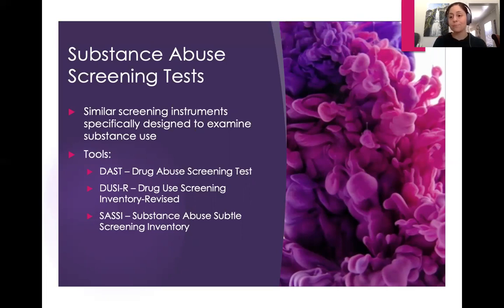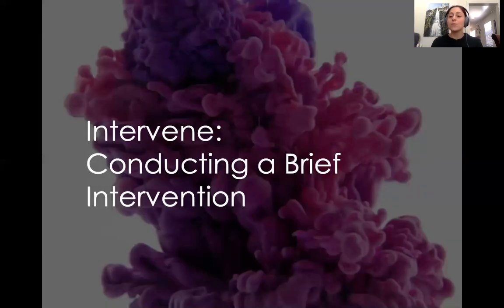Okay, so now that we've assessed and determined a risk level, we're going to move on to conducting a brief intervention based on the risk level. So for those whose risk warrants brief intervention, you're going to proceed with an intervention. And this is the advise, assess, assist, and arrange process that I mentioned at the beginning of our 5 A's.